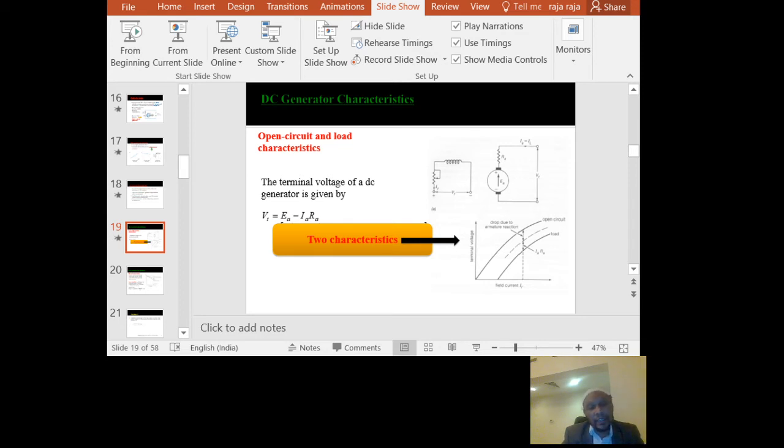Okay, this graph shows both the open circuit and load characteristics. We have field current and terminal voltage. The first curve is the open circuit, and when you apply the load there is a drop, which they also show. This is one type of characteristics of the DC generator.